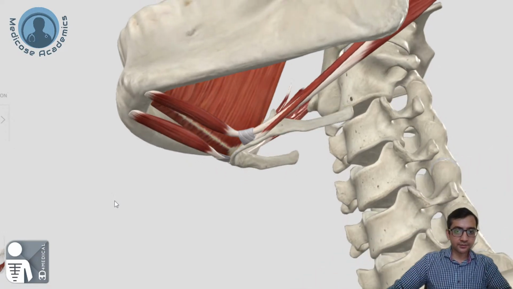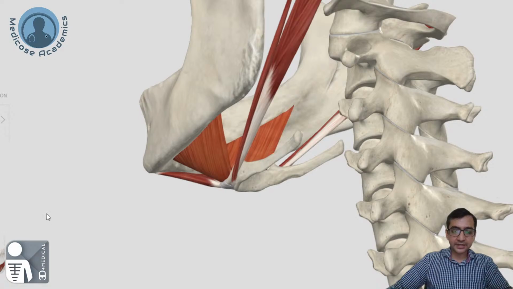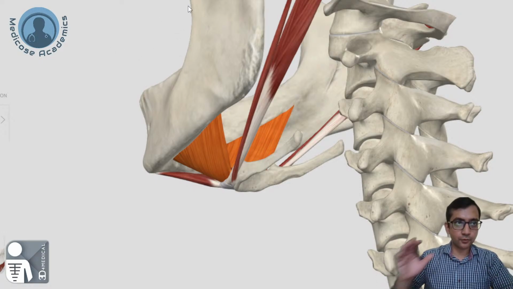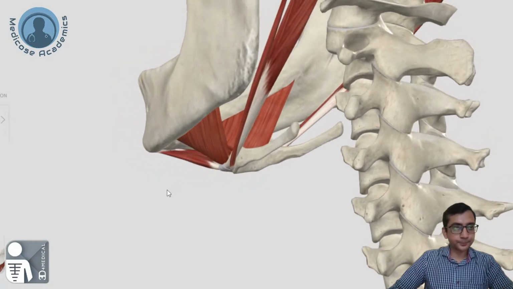So, what is the function of the muscle? Anatomically speaking, it makes the floor of the mouth. Above it, there is the oral cavity. Below it, there is the submandibular fossa. What is a submandibular fossa? We will go into the detail later. So, it makes the floor of the mouth.